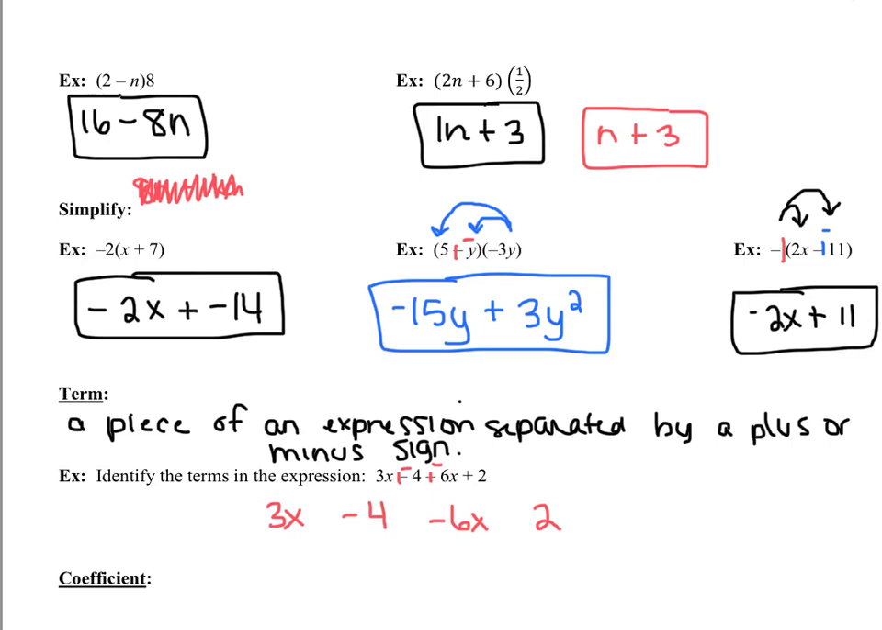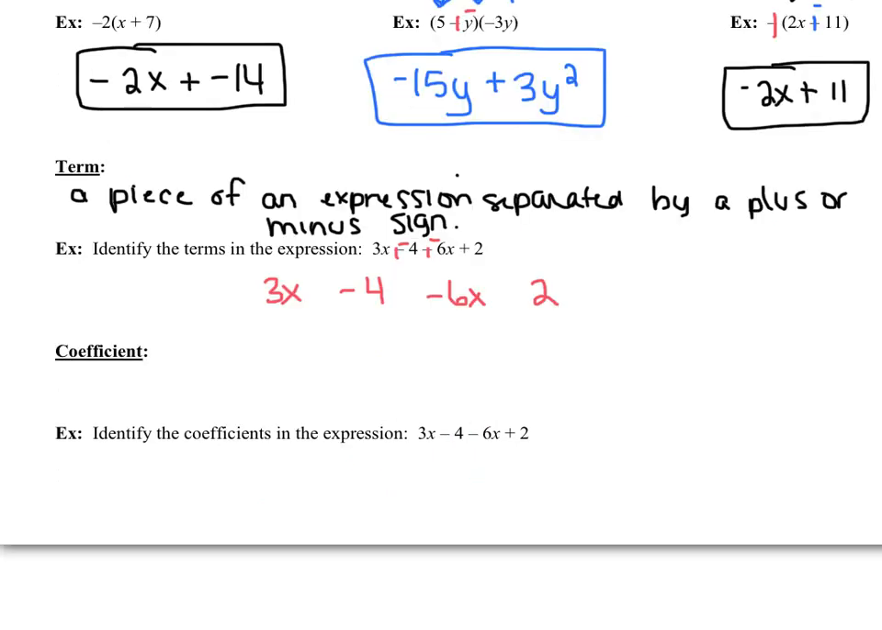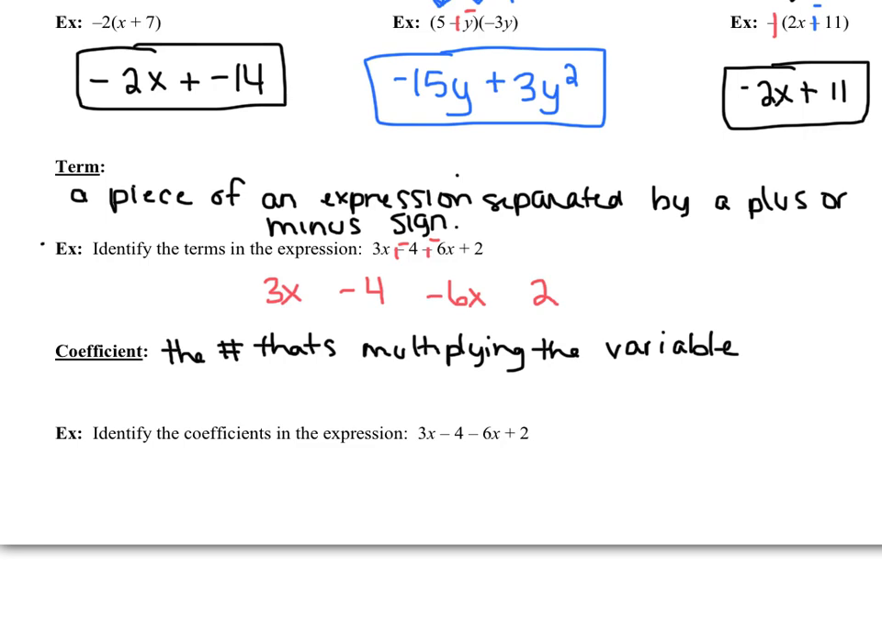So in that example, I actually had 4 terms, and you want to be super careful with the signs of each term. So a coefficient, that's our next vocab word. The coefficient is going to be the number that's multiplying the variable. So coefficient is going to be a vocab word that you hear a lot this year. It's definitely something you want to be aware of.